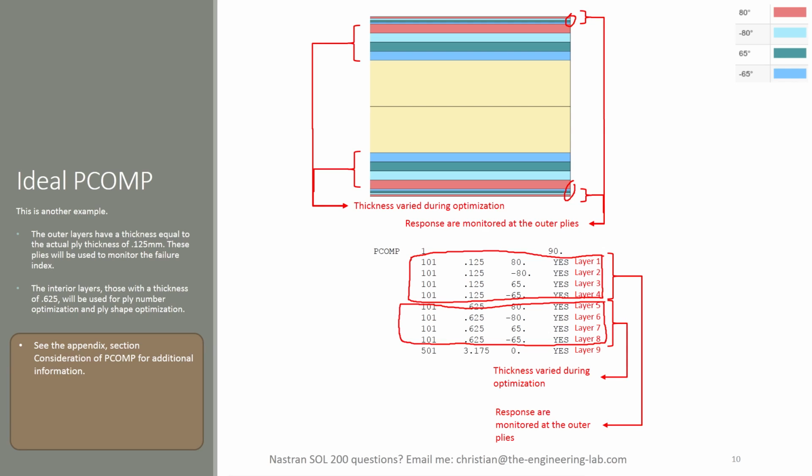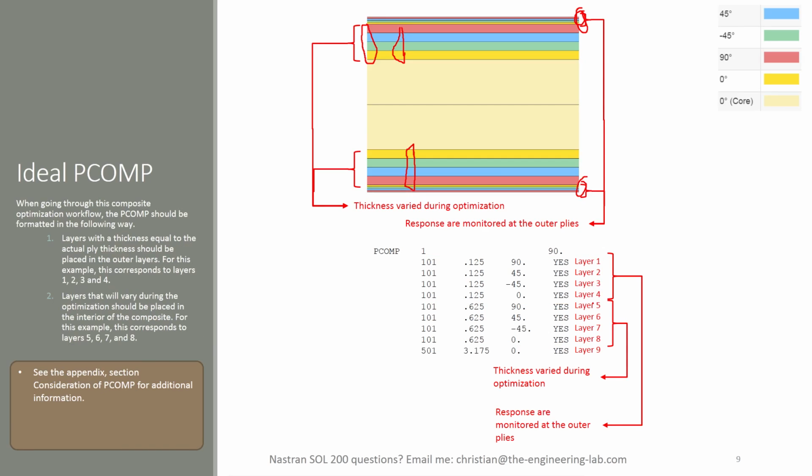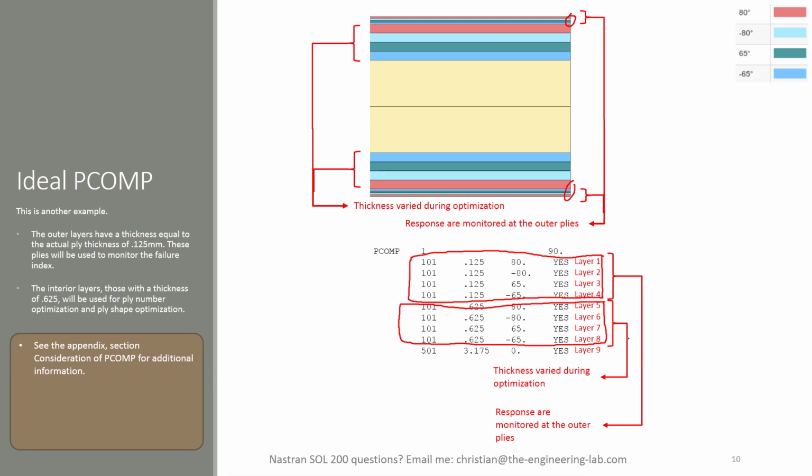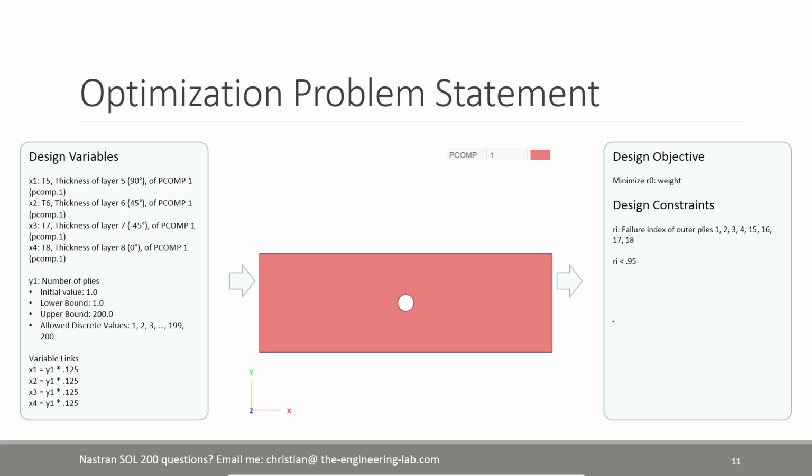So even though here I'm only using angles positive, negative 45, 90, and 0, and I'm using this configuration for the P comp, you should follow the same format for other angles. So that's what I'm just saying here in this P comp entry. Again, you can go to the appendix and read up a little bit more on why I'm using this particular format. Here on this slide is the problem statement.